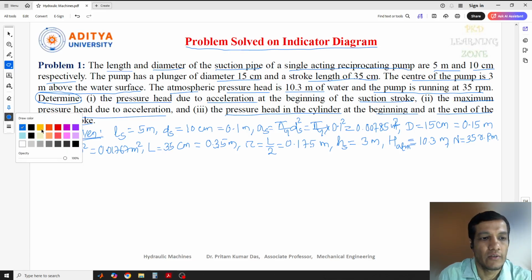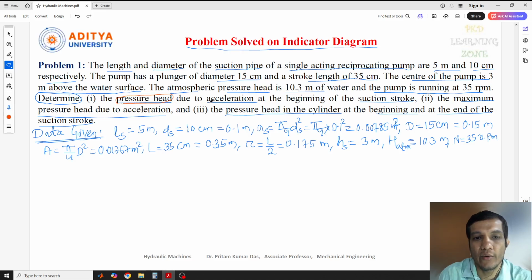Now let's find out the question asked. First point, we need to calculate the pressure head due to acceleration at the beginning of the suction stroke. So first point, I'll write down the equation for the pressure head due to acceleration in the suction pipe. Okay, so that is denoted as HAS. This is HS, this is HAS. This is suction head, and this is the pressure head due to acceleration in the suction pipe. That's HAS.